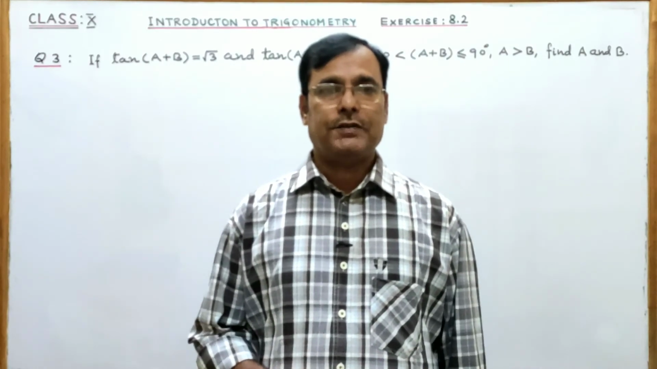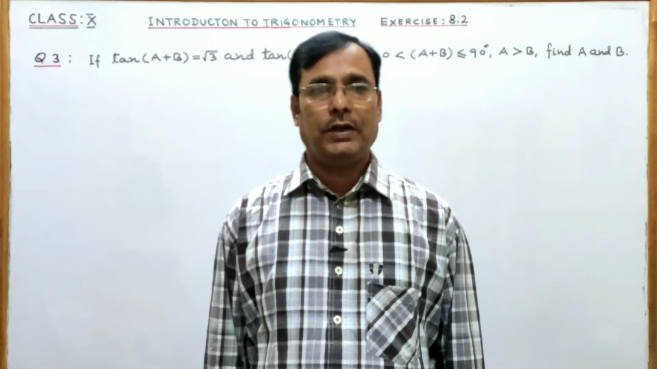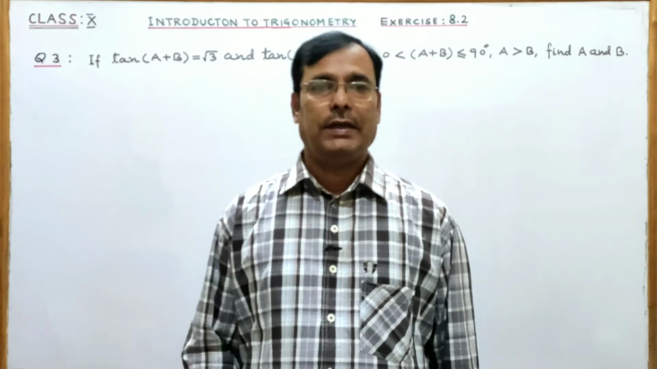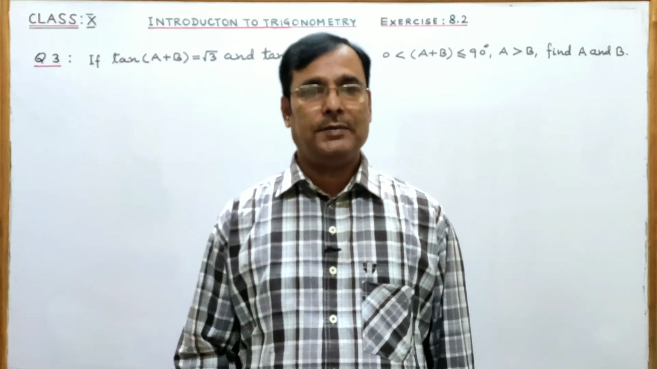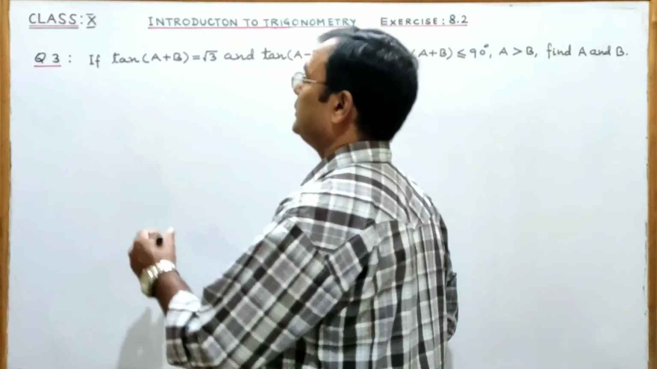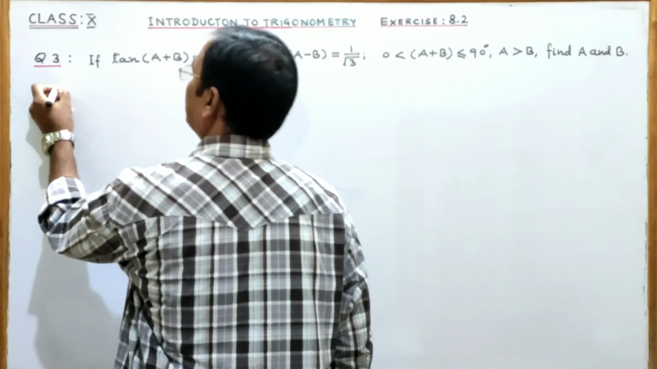Question number 3. If tan (A plus B) is equal to root 3, tan (A minus B) is equal to 1 by root 3, where A plus B is greater than 0 and less than or equal to 90 degrees, A is greater than B, then find A and B. So let's solve this question.